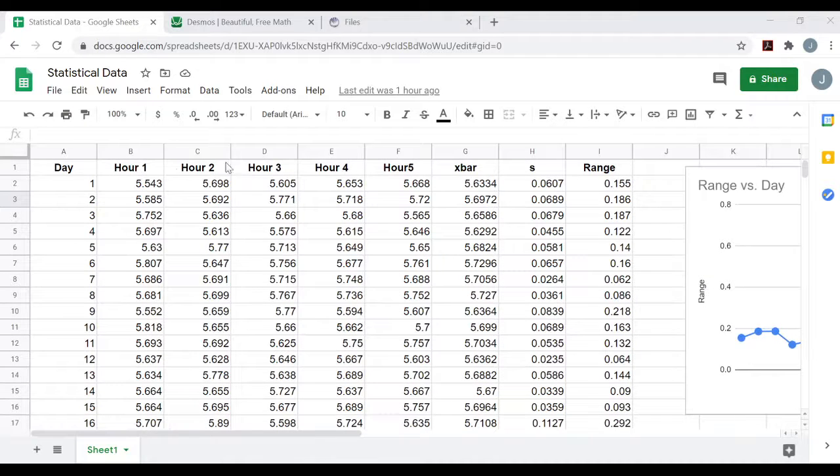And I mentioned that one quarter was selected every hour for 5 hours each day and weighed. And these weights are in grams. Okay. So day 1, the first hour of the day, they pulled a quarter and weighed it. It was 5.543 grams. And the next hour, they took another quarter from the line and weighed it after it was minted, and it was 5.698 grams. Third hour, 5.605 grams. They pulled another quarter. Fourth hour, they pulled another quarter, 5.653 grams. And then the fifth hour, they pulled a fifth quarter that day, and it was 5.668 grams.